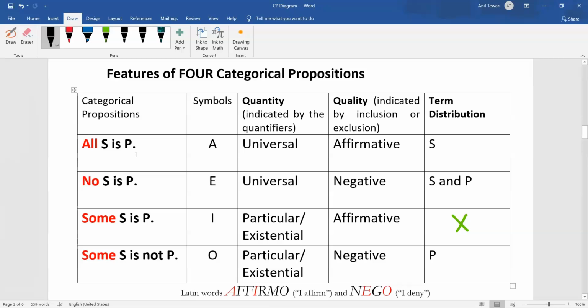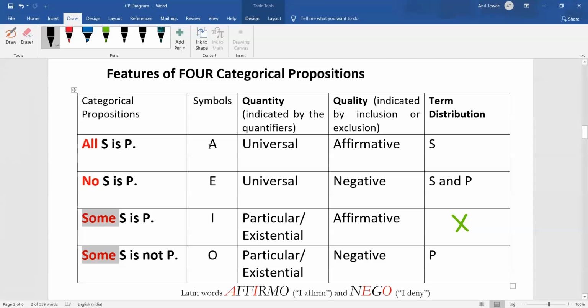Further, we have seen certain features of these propositions. So all S is P, you call A proposition, and this is universal because it talks about all the members of the subject class. Universal proposition. So it has universal quantity, right? The quantifiers in A and E propositions, these are two quantifiers, and these quantifiers say something pertaining to all the members of the subject class. So these are called universal propositions. Similarly, some as quantifier, and that is why they are called particular or existential propositions.